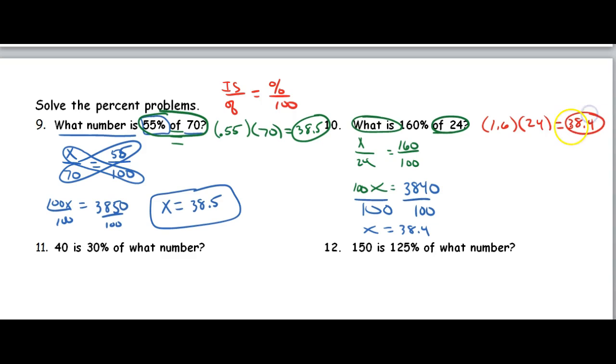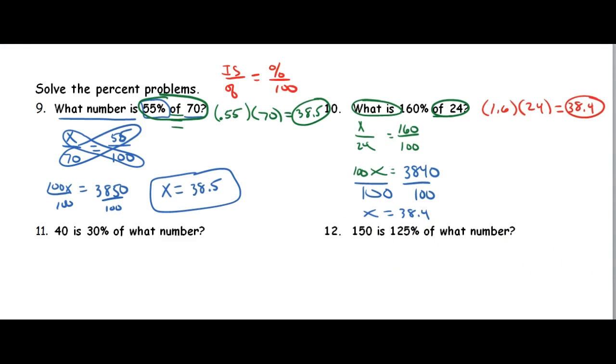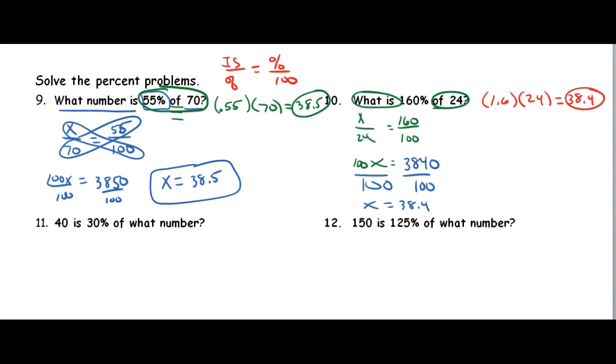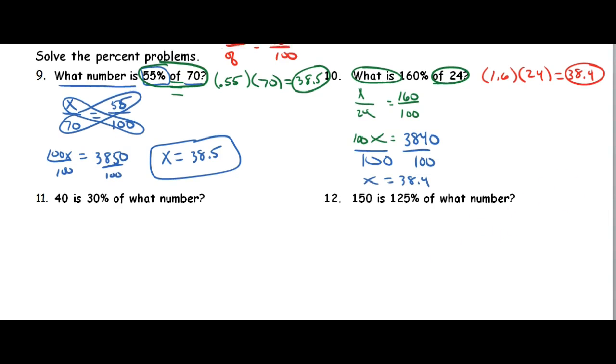If you think about it, 100% of something would be the whole value. So 100% of 24 would be 24. So you know 160% of 24 is going to be more than 24.